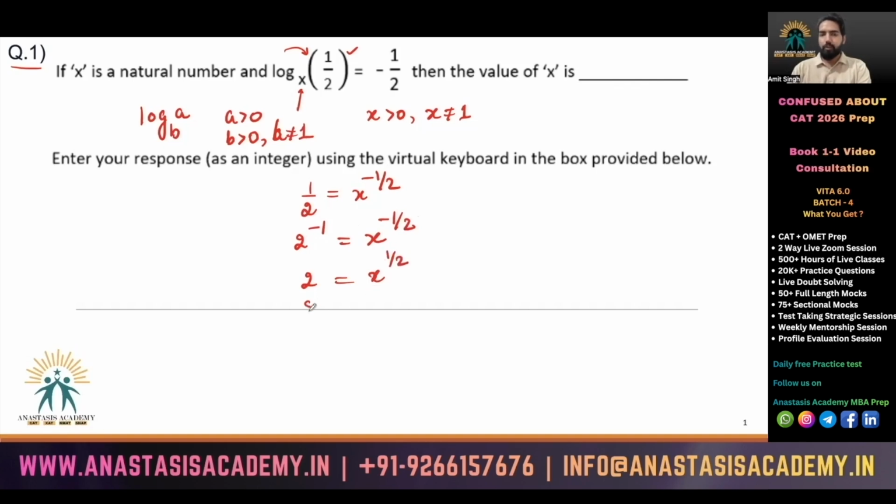So if I square both the sides, I get the value of x as 4. So the value of x would be 4.